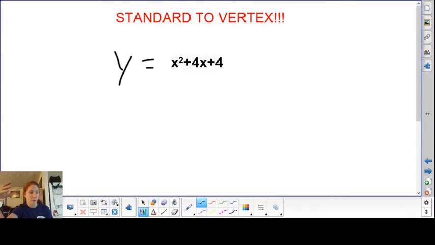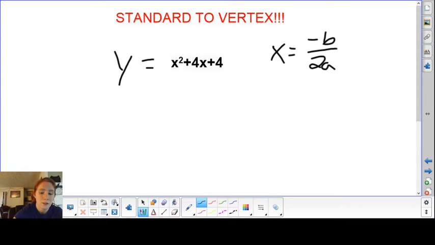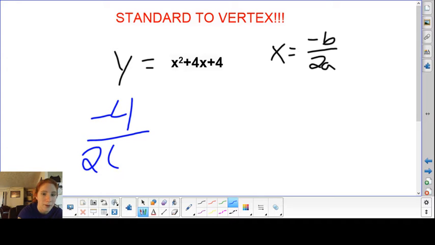So what I'm going to do is use the x equals negative b over 2a formula from a couple slides ago. Now, remember it goes a being the thing with the squared, b being the thing with the x, c being the constant. So a, b, c. So I have 4 as my b, so I need the opposite of 4, divided by 2 times the a value, and the a value is whatever's in front of x squared, which is just 1.